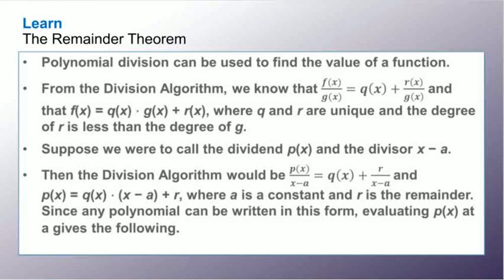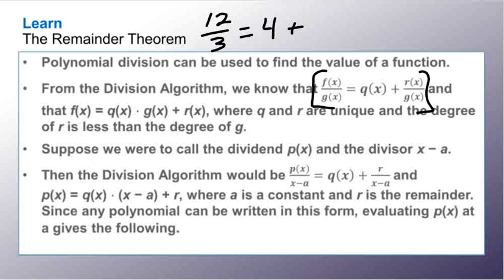So in other words, to make this a little bit simpler, let me put some numbers in there. If I said 12 divided by 3, that would give us a quotient of 4 plus the remainder of 0 all over 3. That's really what they're saying here.